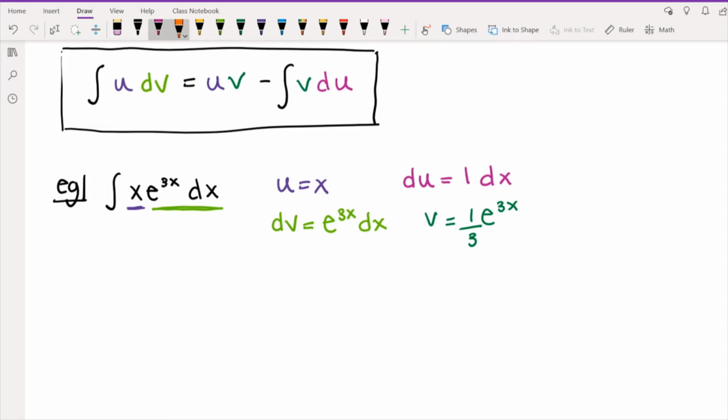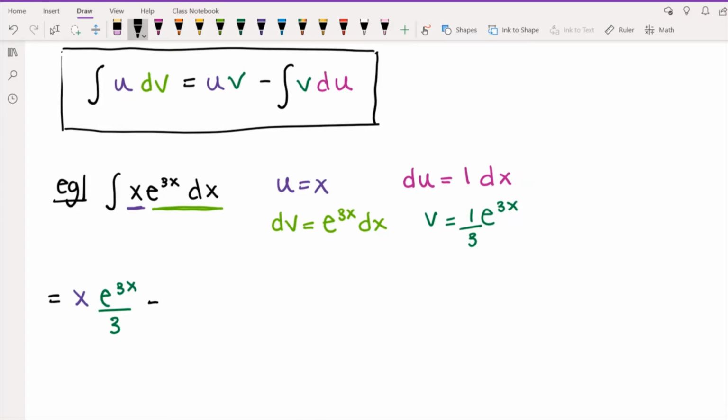Okay, that was a lot of talking. Let's actually finish this off. So how do we actually evaluate this integral? Well, we do u times v, so that's going to be x times the antiderivative we found over here, which I'll write as e to the 3x over 3.